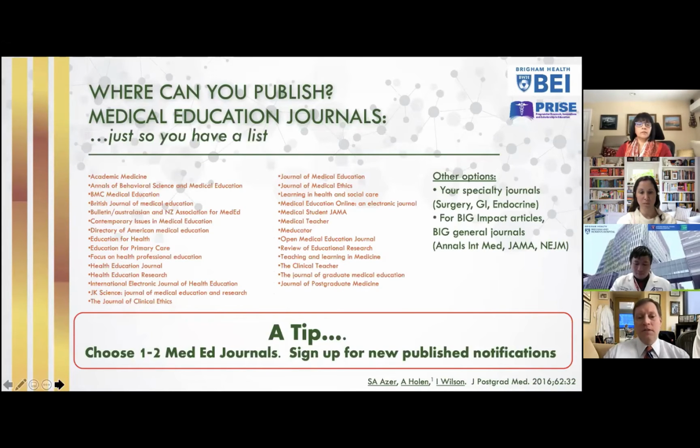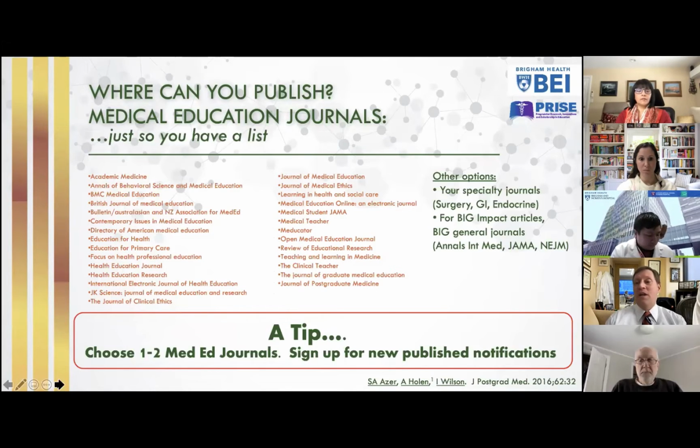But the tip I'll give you is this as well, which is beyond just thinking of journals that publish medical education research, also think about your specialty journals. If you are a surgeon, often your surgical journals will be taking articles in education. The same would be in GI or endocrine or whatever your interest is. And certainly for real big educational articles, the very big journals like JAMA and New England Journal, they'll take some of those education articles, but they'll expect them to be of the quality they would expect of any of their other articles. So those are very high bars to get into.